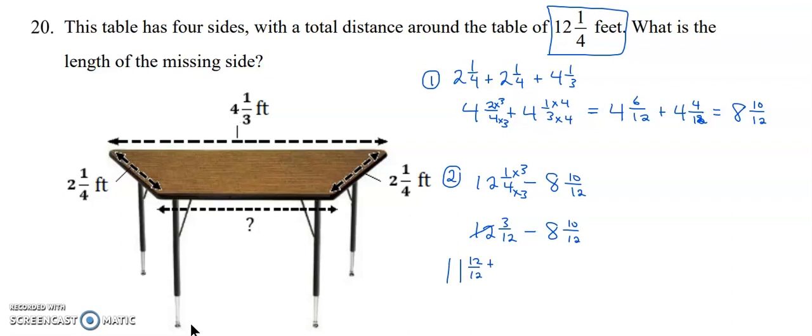12/12 plus the 3/12. And that is going to be 11 15/12 minus the 8 10/12. And now I'm in a good position to subtract everything. 11 minus 8 is 3, and 15 minus 10 is 5/12. So the length of the missing side is 3 5/12 feet.